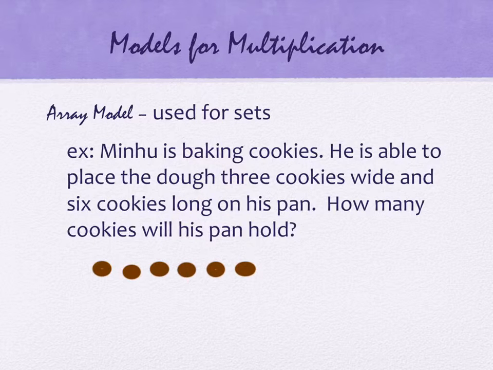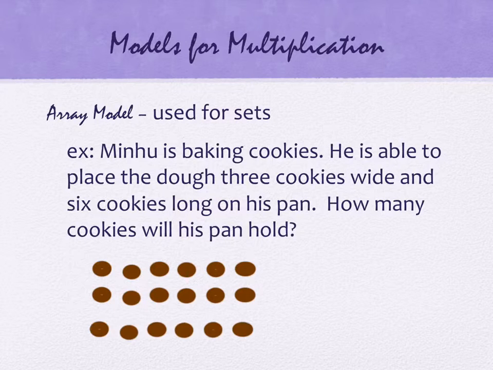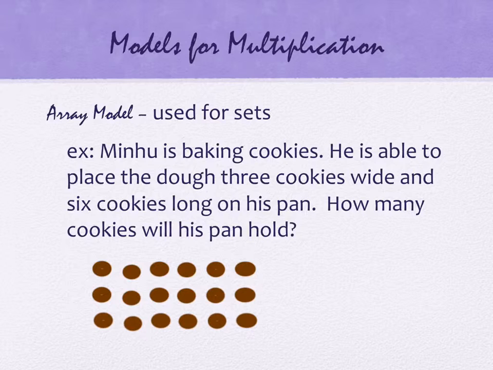Okay, that's 6 cookies long. And I'm supposed to be able to go 3 cookies wide, right? So here's 2 cookies wide. And here is 3 cookies wide. Okay. So you have this image of something that's in rows and columns.